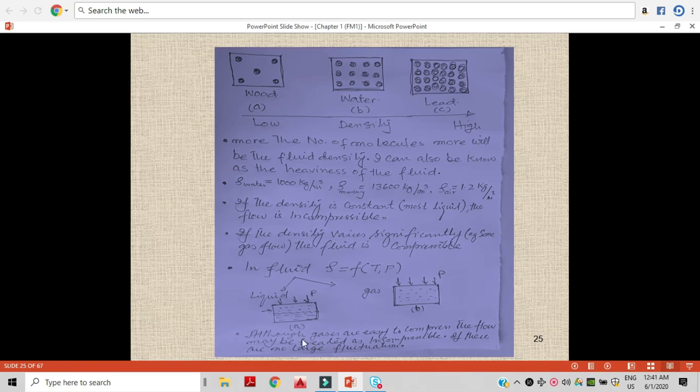In some cases, although gases are easy to compress, the flow may be treated as incompressible if there are no large fluctuations. If the fluid is flowing in a pipe or in a system, and there is no reasonable fluctuation or change in pressure, then we can consider the gas as an incompressible fluid for that particular system or for that particular flow.